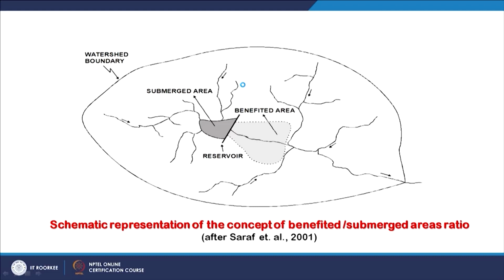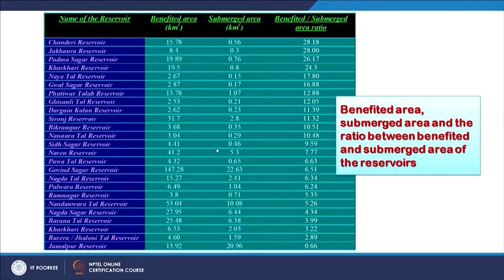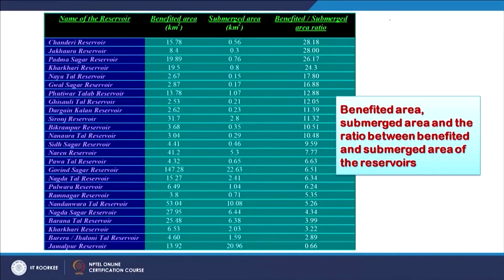We can quantify things also, because many decision makers love quantities rather than qualitative assessment. So that can also be introduced by taking a ratio, that is benefit versus submerged ratio, and this index can be used. So what we did, we took 21 reservoirs of that Bundelkhand area and calculated this benefit versus submerged ratio, which is in the rightmost column.